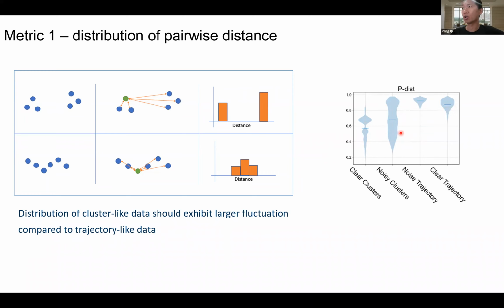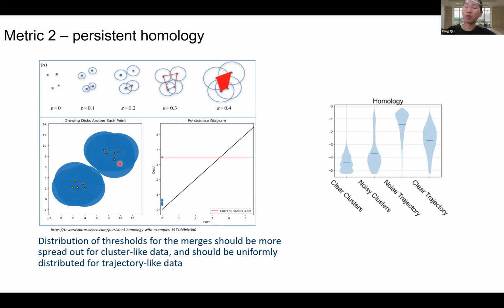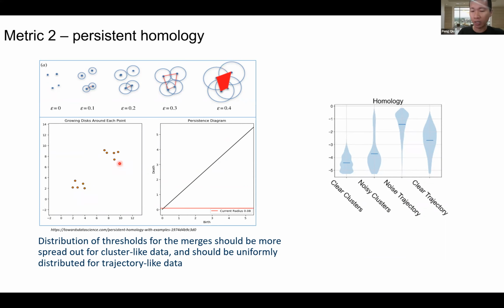But that's okay. We have other metrics that we've developed. For example, in topological analysis in math, there is a concept called persistent homology, which is quantified by growing the size of a neighborhood radius from each data point, and then identifying by what time some of these merges would happen. If data is cluster-like, the merging pattern is sort of one way. If the data is trajectory-like, the merging pattern is different.